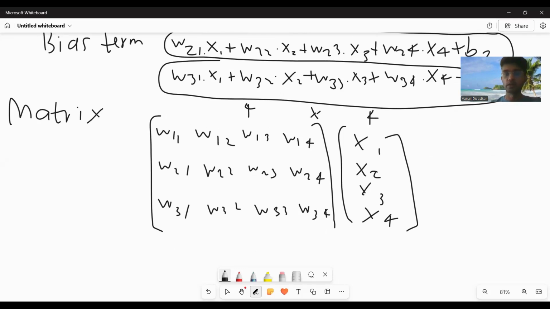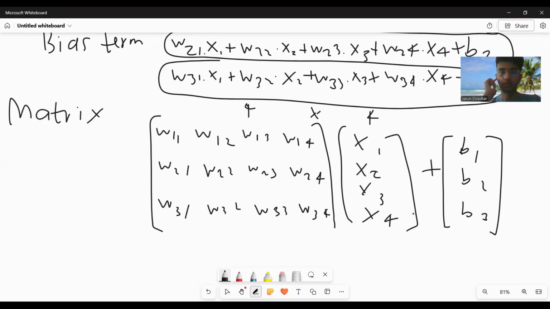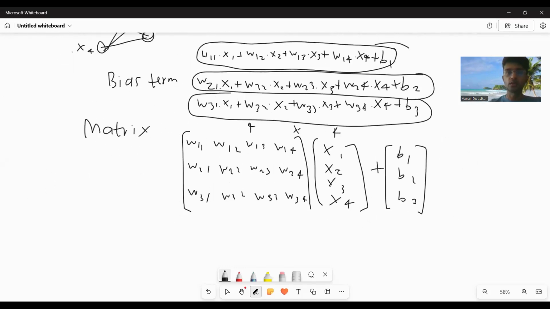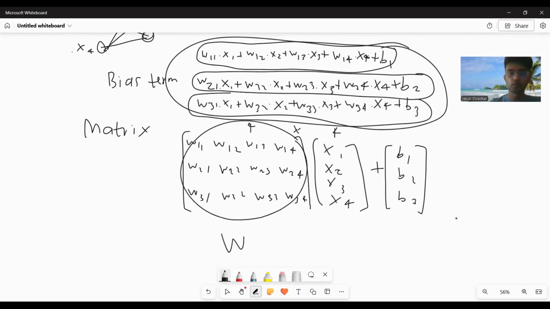So multiply this together and then add B1, B2, B3. This is how you represent these three in matrix form. So if you represent this one as a matrix, say W, this one as the vector X, and this one as a vector B, then it becomes WX plus B.